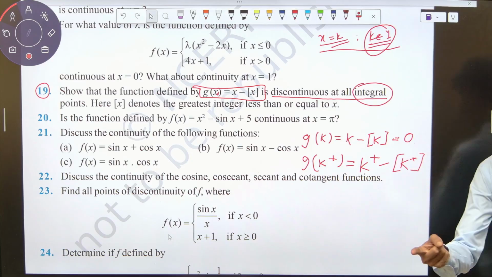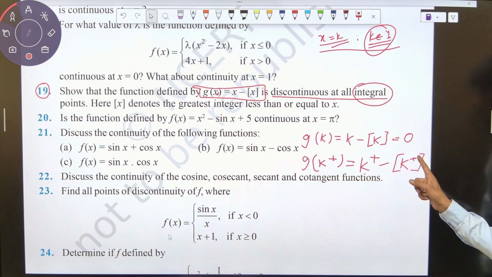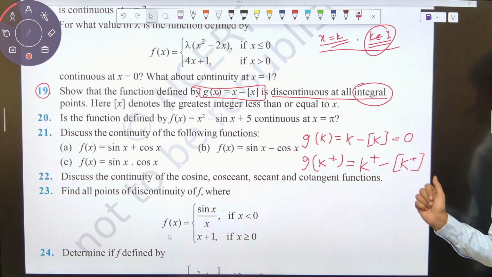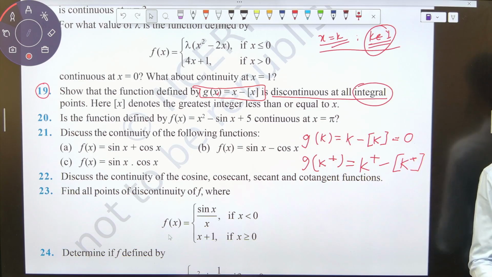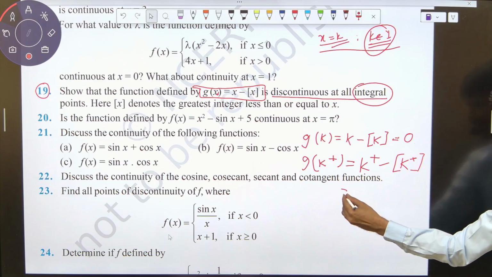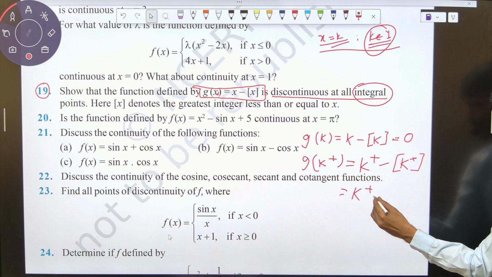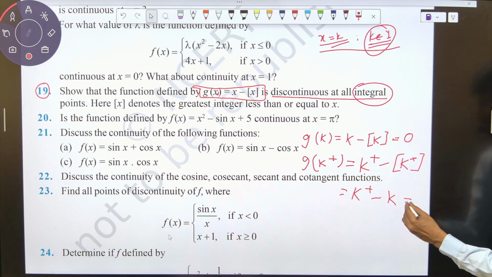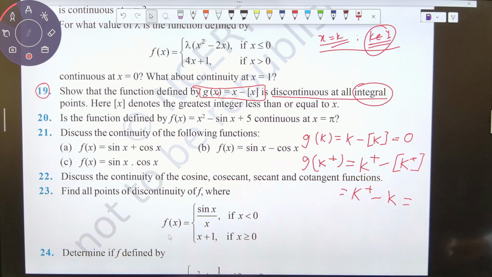Now k plus means 2 plus, 3 plus, 4 plus. So 2 plus minus greatest integer of 2 plus, 3 plus minus greatest integer of 3 plus. So k plus minus greatest integer of k plus becomes k plus minus k. And what will this be? 2 plus minus 2, 0 plus. 3 plus minus 3, 0 plus. And 0 plus is the answer, so this will become 0. So here we got 0, no problem. g of k we got 0, g of k plus we got 0.